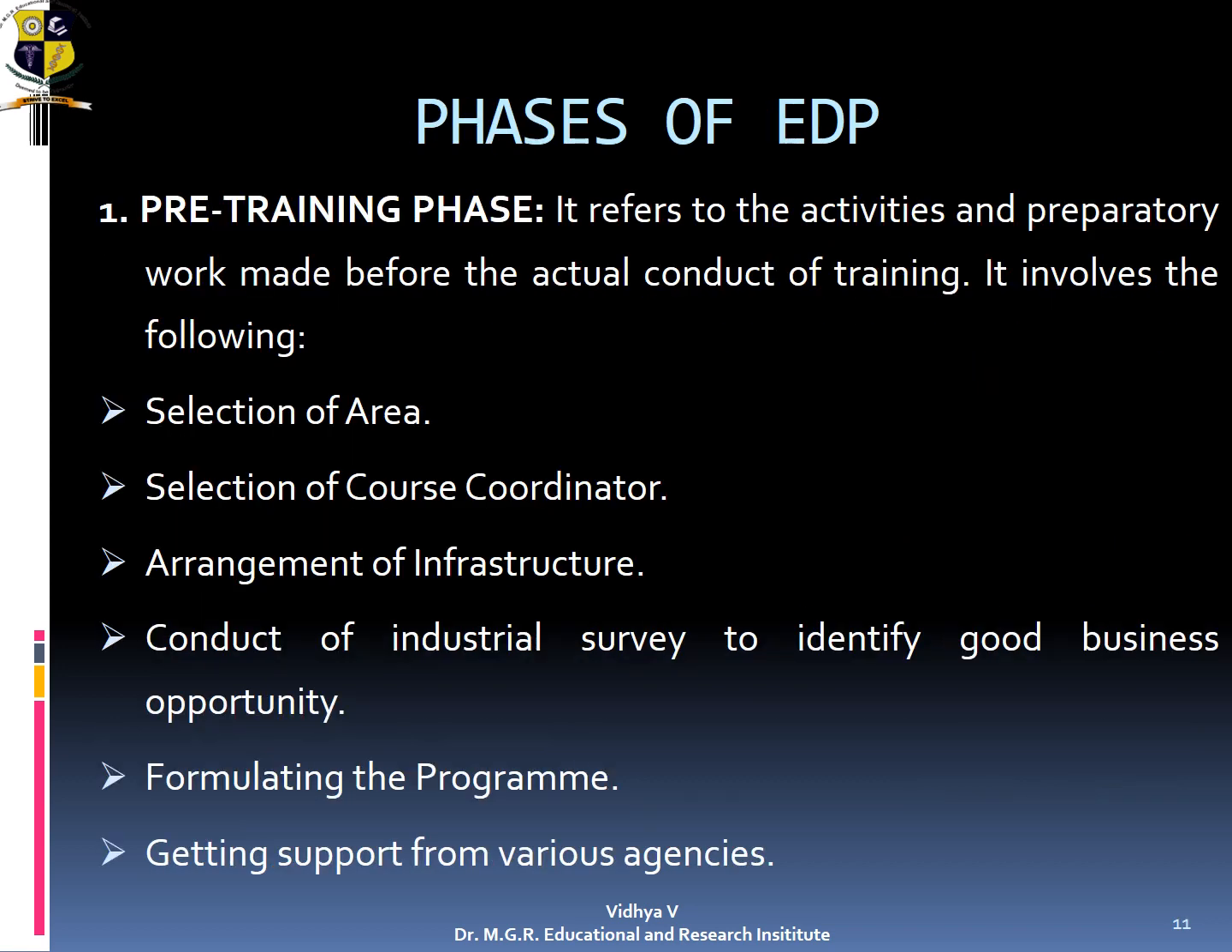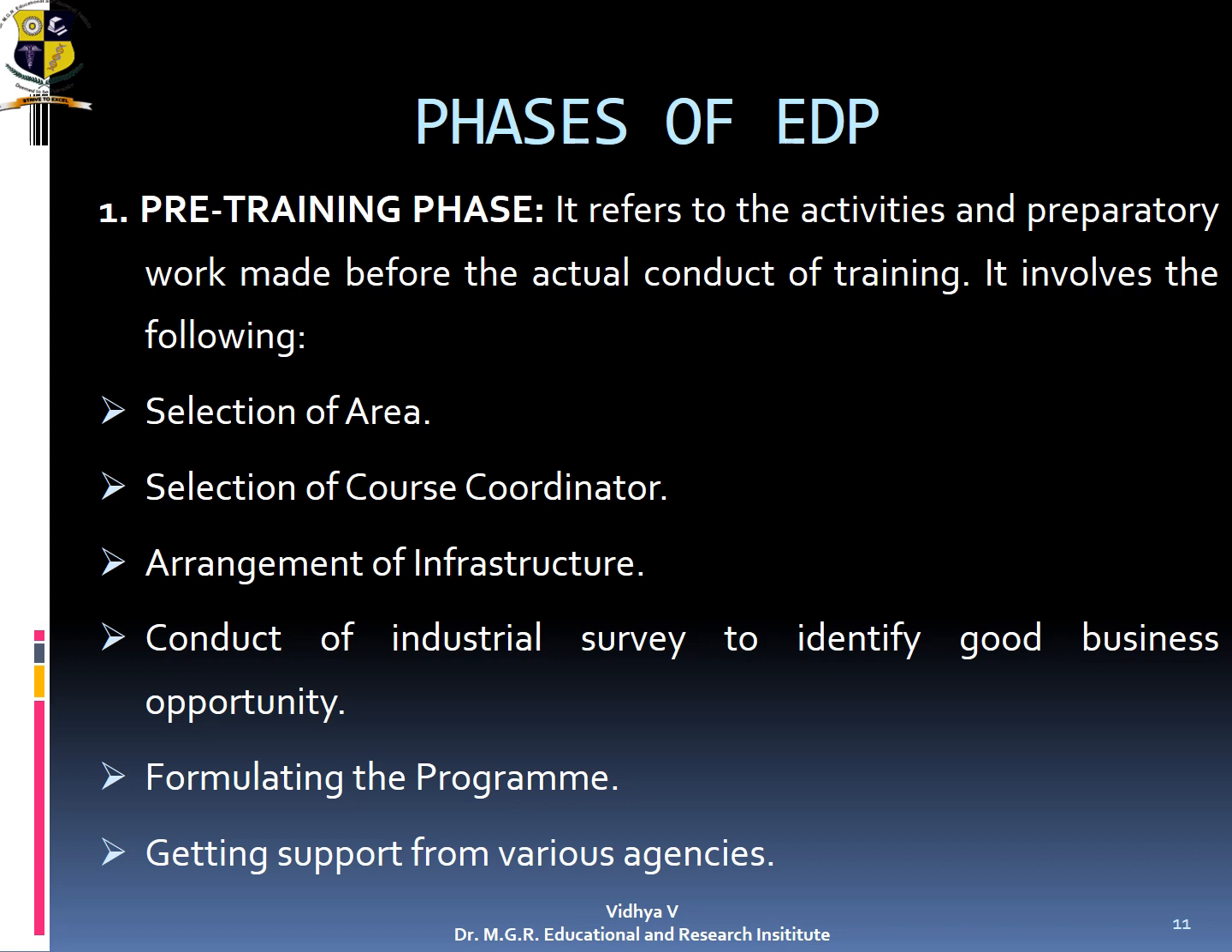So, what are the phases of EDP? An EDP possesses the following 3 phases. We'll see one by one. The first phase is pre-training phase. It refers to the activities and preparatory work made before the actual conduct of training.